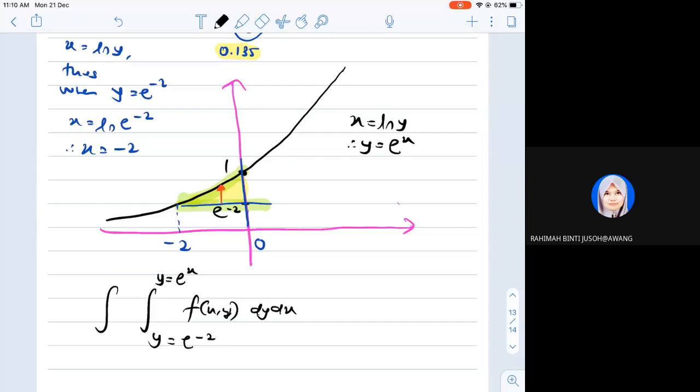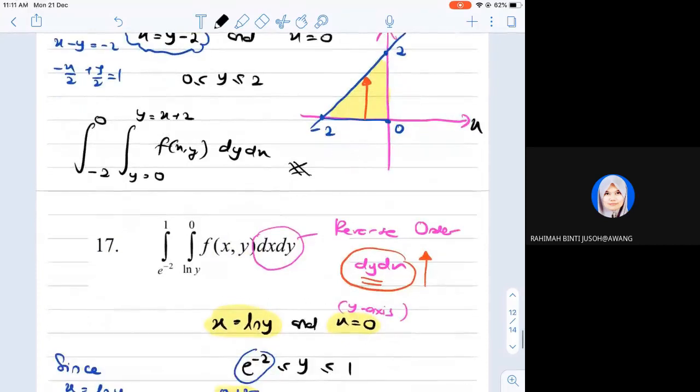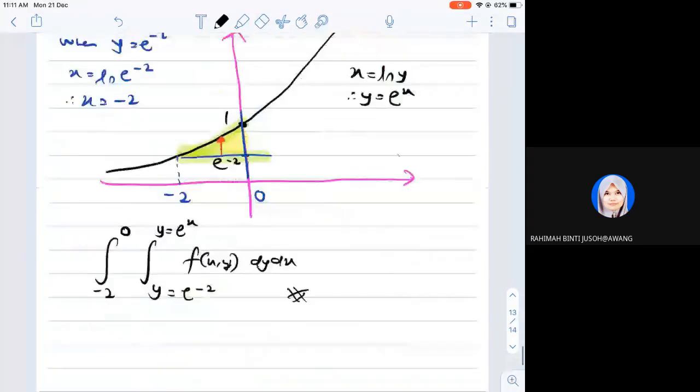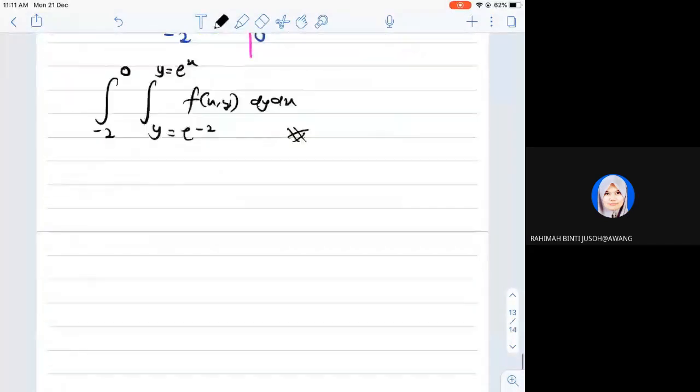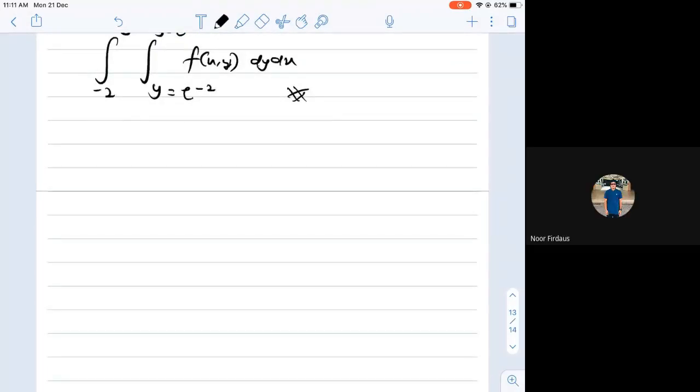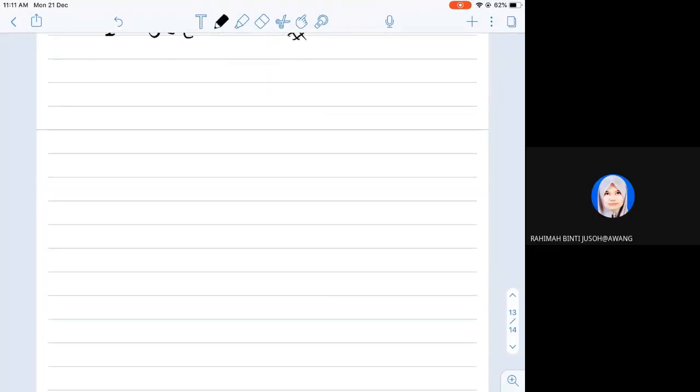How about the limit of x? From? Negative 2 to 0. Yes, negative 2 to 0. Okay, that's it. So do you understand the reverse order of integration? Do you understand, guys? Yes. Okay, good, well done.